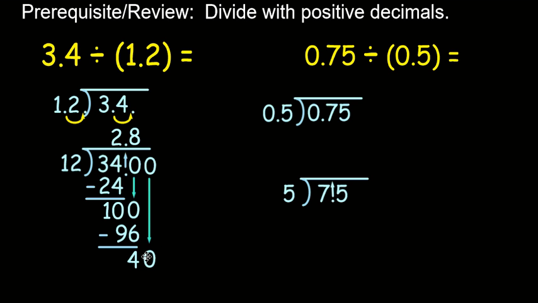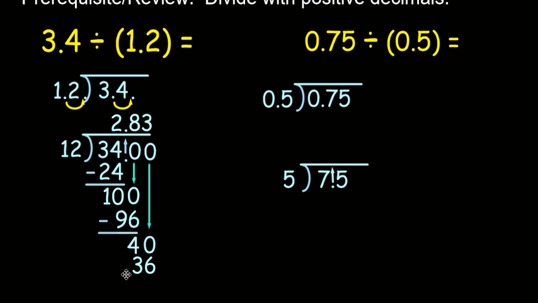12 goes into 40 3 times, which is 36. Oh my, I'm going to get 4 again. And I already recognize there's going to be a pattern. I'm going to keep getting 4 and bringing a 0 down, which tells me that this is a repeating decimal. So we draw a little line above the 3 to show that it's 2.8333333, and that goes on forever.